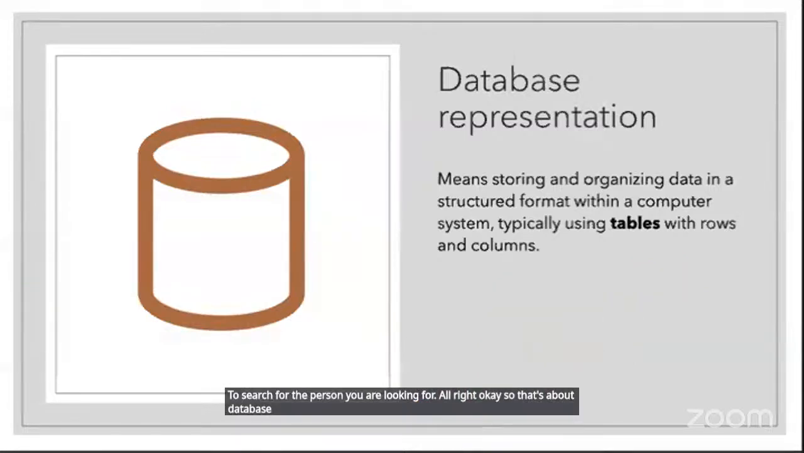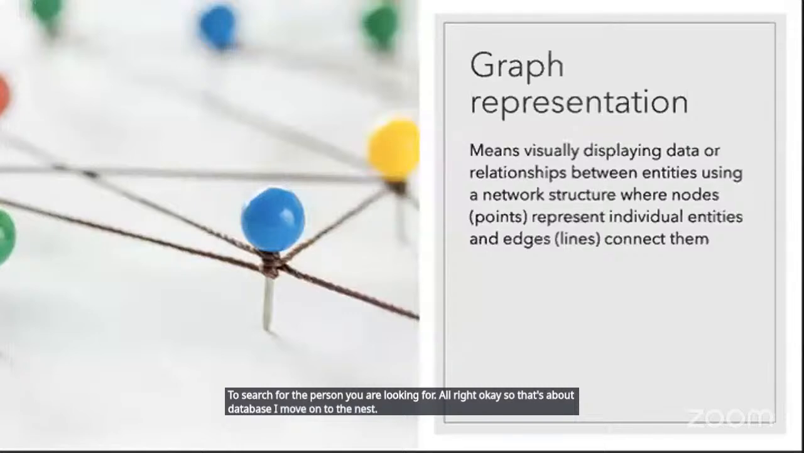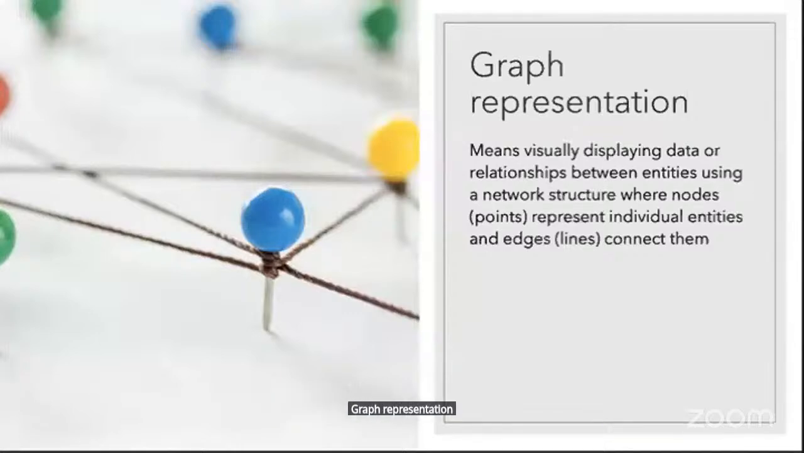I'll move on to the next. Graph representation. Simply, displaying data using a graph. So the only thing is to know what is graph. Graph is like an entity that has what we call nodes, N-O-D-E-S, and edges. Nodes are called vertices. Edges are called links.